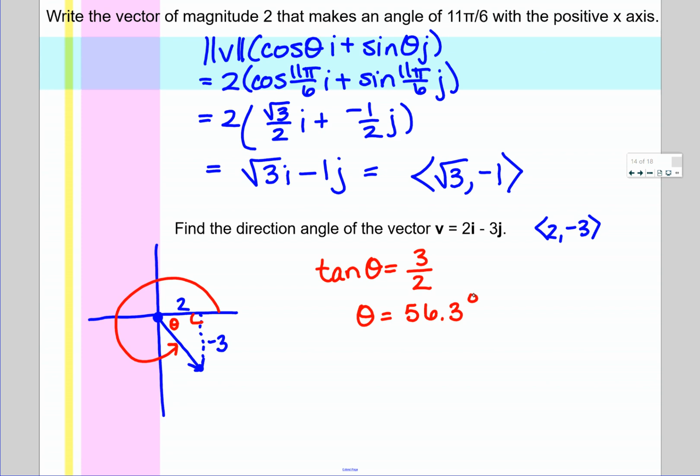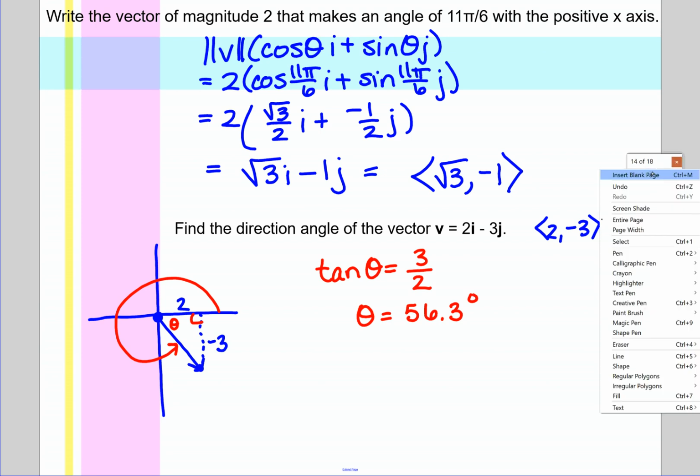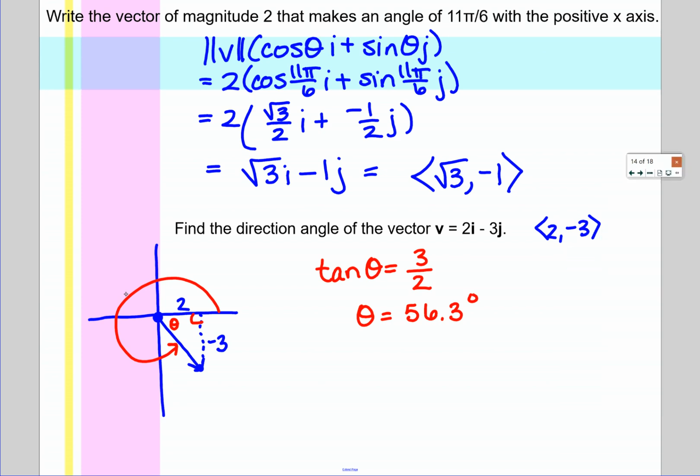I get 56.3 degrees. So then you can use the picture to figure out what you need to do with that number to get the angle that you're missing. So let's call that alpha, the big rotation angle here. How do I get alpha?